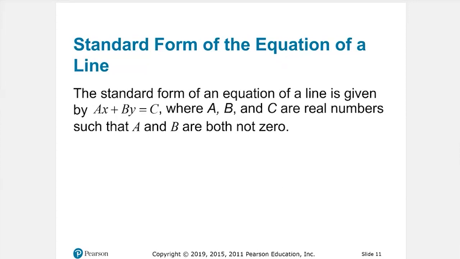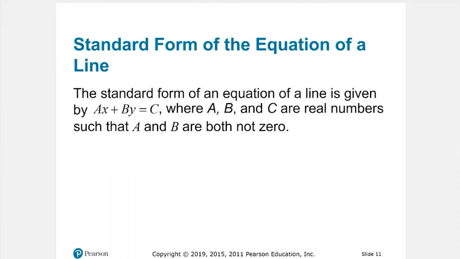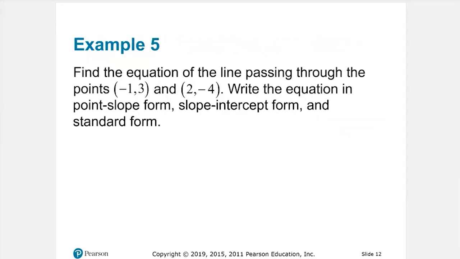So we went past that because we were on standard form of an equation. And I said, don't forget the standard form always has to be integers, such that a and b are not 0. So for example, find the equation of the line passing through those 2 points. And this is probably where we stop. Write the equation in point slope form and slope intercept form and standard form.